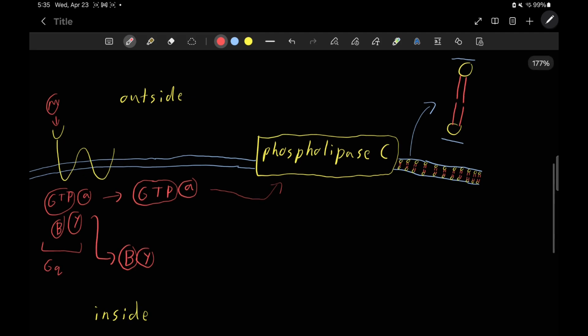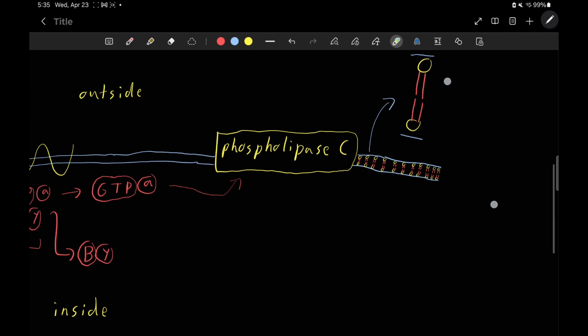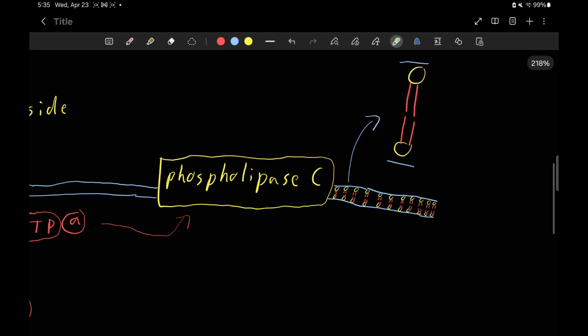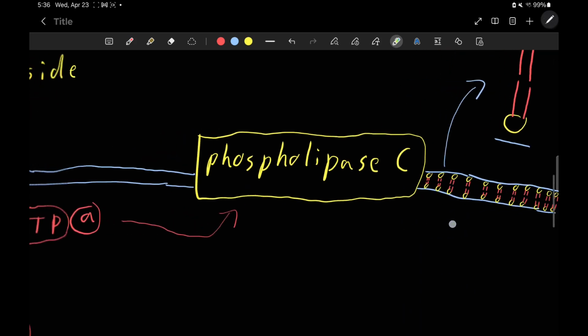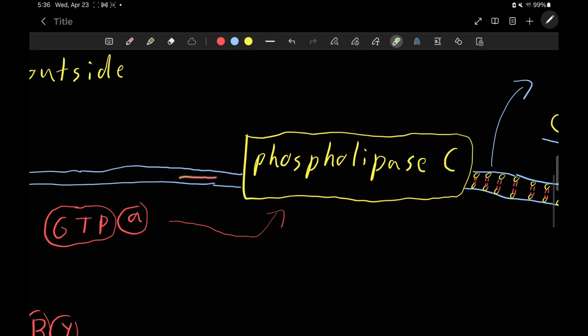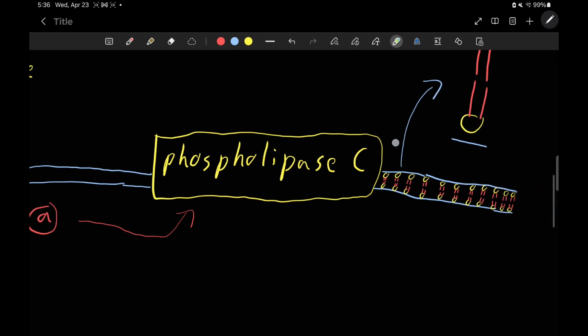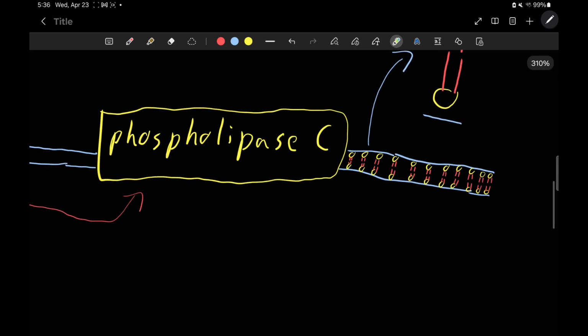And as you can see, the phospholipase C enzyme is embedded in your cell membrane. And remember, your cell membrane is made of a phospholipid bilayer. So you have all of these phospholipids in two layers. And actually, this also continues on this side, I just haven't drawn it because I'm lazy. But you have your phospholipid bilayer here. And what your phospholipase C does is it cleaves PIP2.